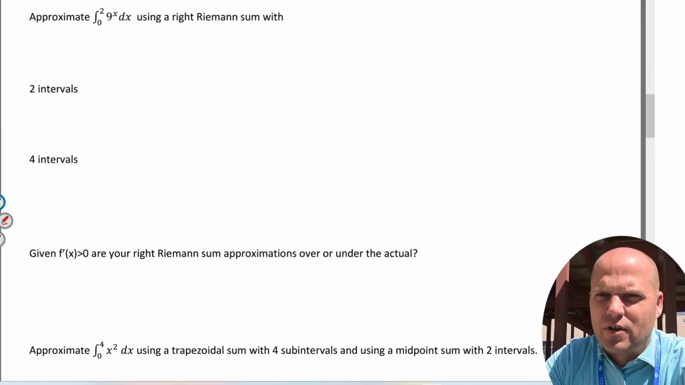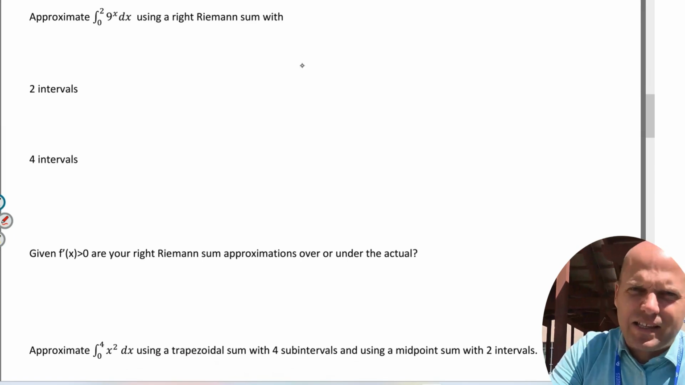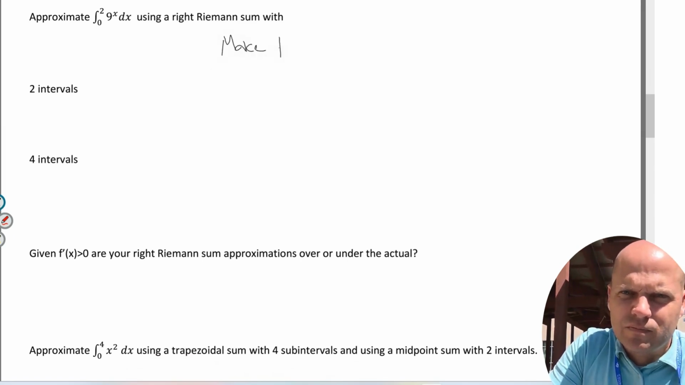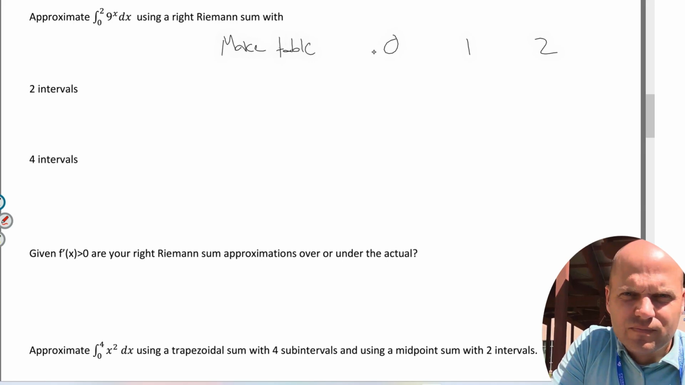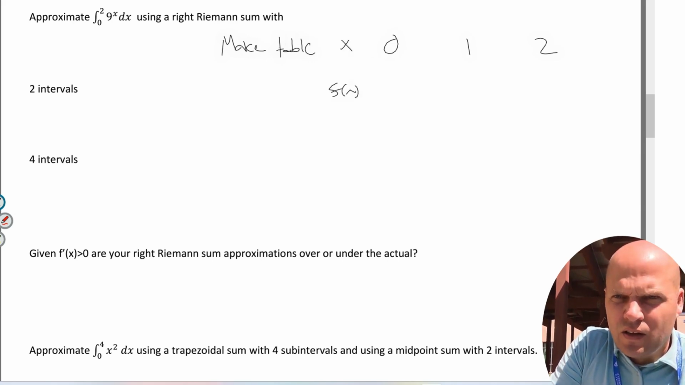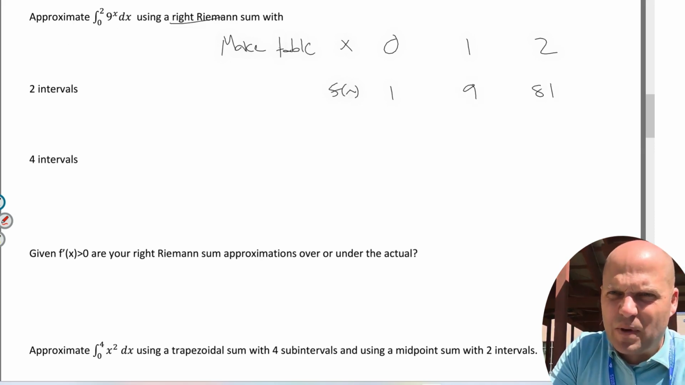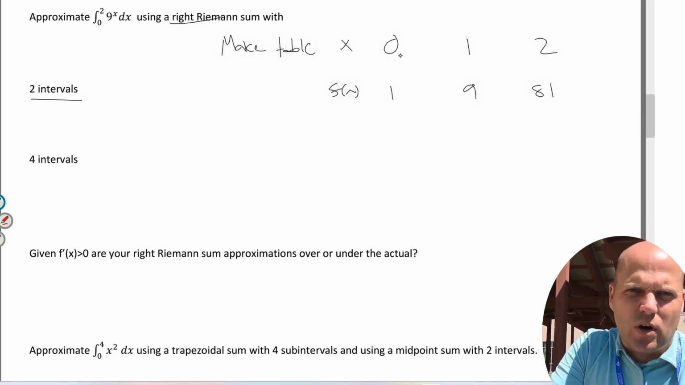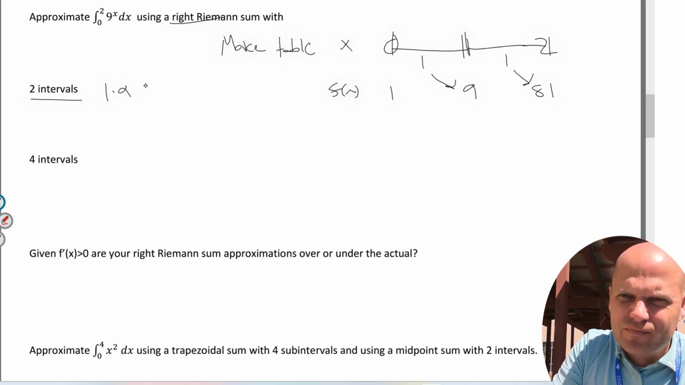What if we want to approximate a Riemann sum and we just have this? Make a table. We're going from 0 to 2. 9 to the 0 is 1. 9 to the first is 9. 9 squared is 81. I'm using a right Riemann sum with 2 intervals. All right, great. 0 to 1, base length is 1, height is 9. 1 to 2, base length is 1, height is 81.